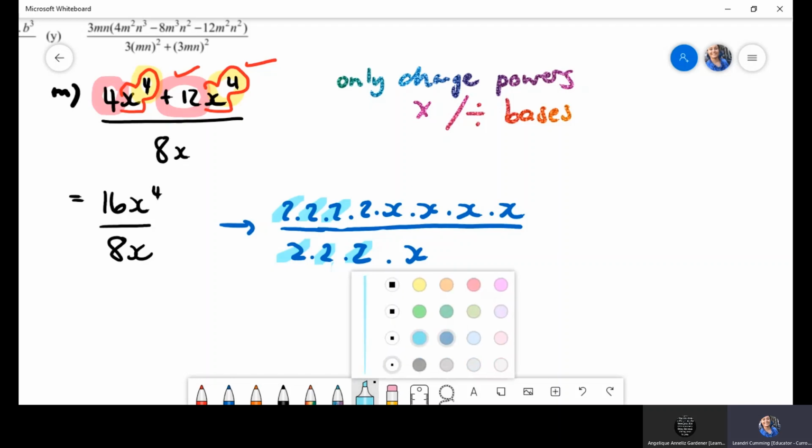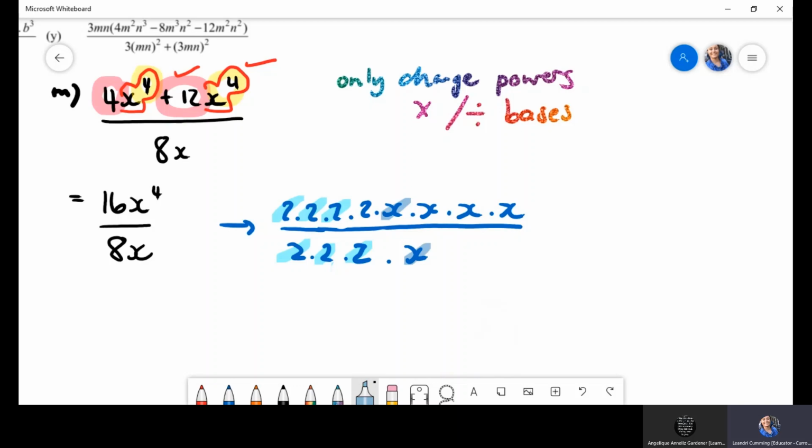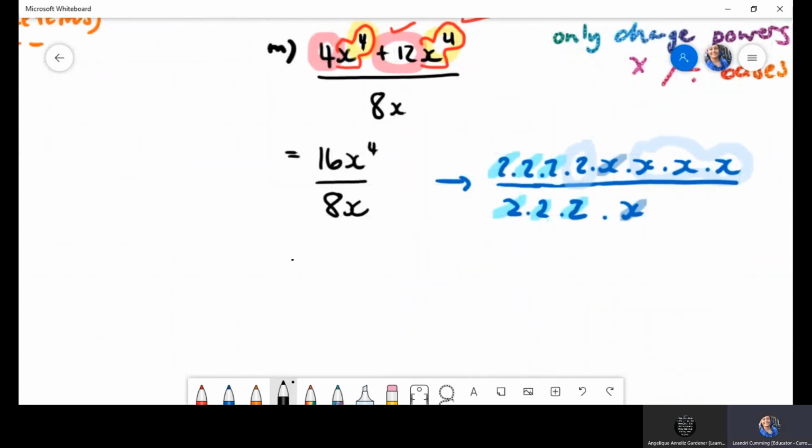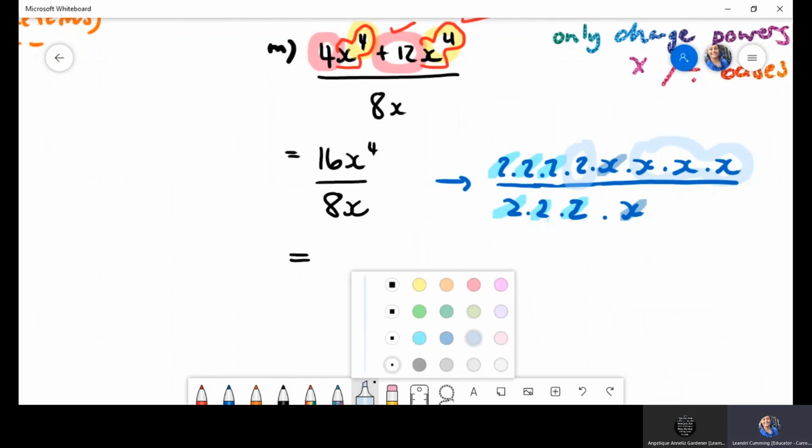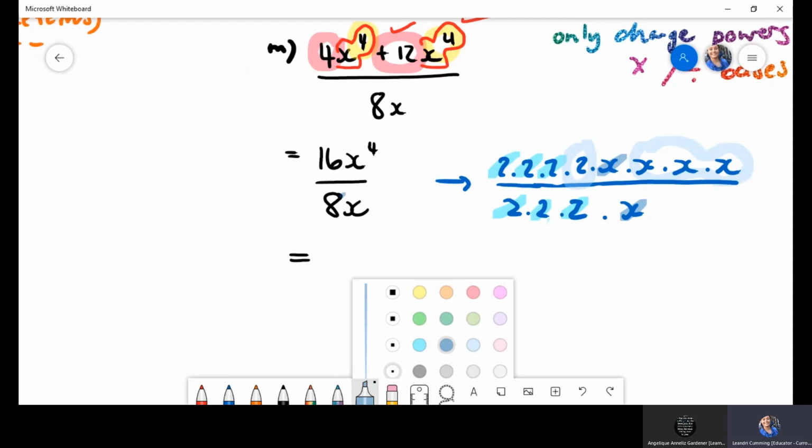Now I cancel my x. There's one, there's one. And what do I have left? I have 2 and then x times x, which shows me through that step that I can now go ahead and simplify because I have one term, number 1. 8 goes into itself once. 8 goes into 16 twice.